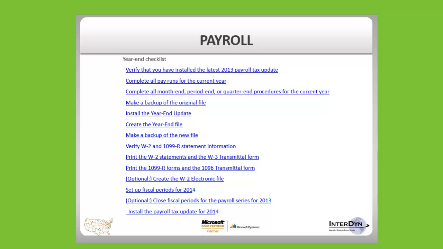Verify your W-2 and 1099-R statement information. Print the W-2 statements and the W-3 transmittal form. Print the 1099-R forms and the 1096 transmittal form. Create the W-2 electronic file. This is optional based on your filing requirements. Set up your fiscal periods for 2014 if you have not already done so, and close your fiscal periods for the payroll series for the year 2013. This also is an optional step. Now you're ready to install the Payroll Tax Update for 2014.